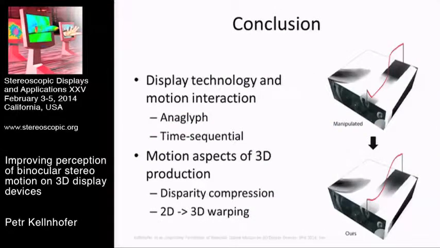So I've presented a few examples of interaction of motion and stereo 3D. Two examples were concerning displays, 2 were more into the application area.